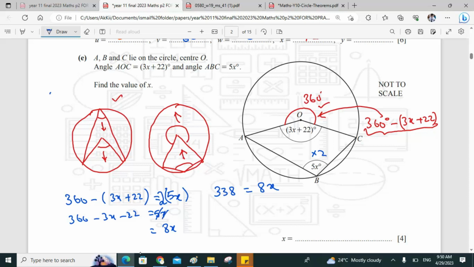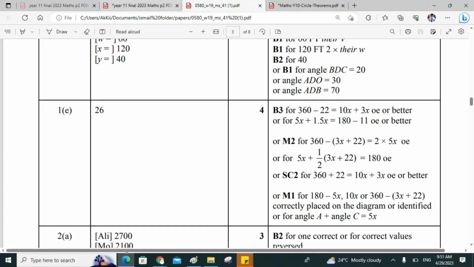So it will be how much? It will be 10x, and the 3x goes over here, so it will be 13x, and 360 minus 22 will be 338. So x is equal to 338 divided by 13. Now it's 26. Yes, is this the answer? Yes, 26 is the answer. Okay, let's write this 26.